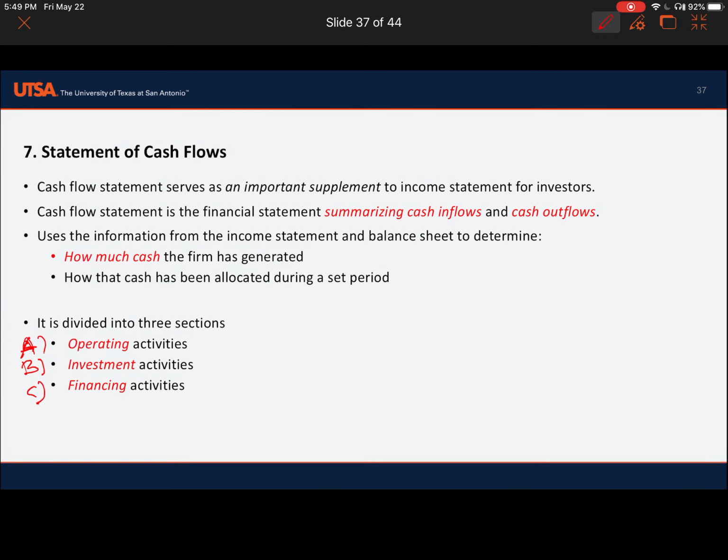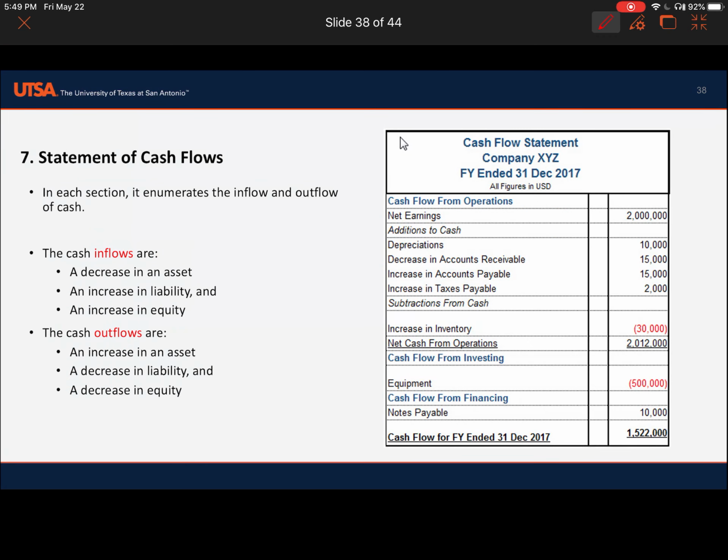When we look at the cash flows, in each section it enumerates the inflow and outflow of cash. The cash inflows are a decrease in an asset, an increase in liability, and an increase in equity, and the cash outflows are an increase in an asset, a decrease in liability, and a decrease in equity.